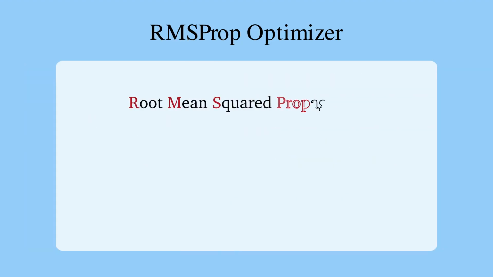The second adaptive learning rate optimizer is RMSProp, which stands for Root Mean Squared Propagation. It was first published in a Coursera lecture by Geoffrey Hinton, and it tries to mitigate the issues we mentioned about AdaGrad.